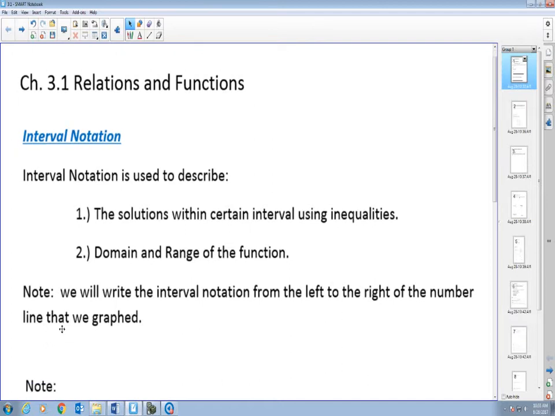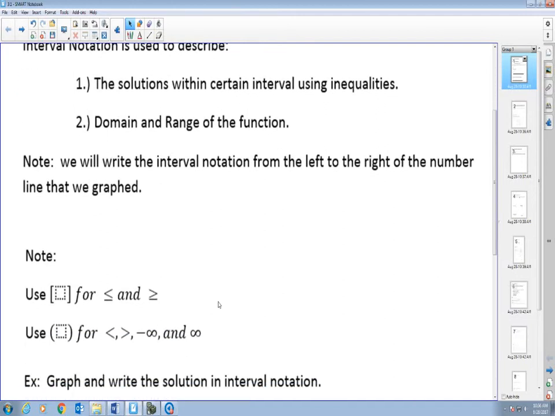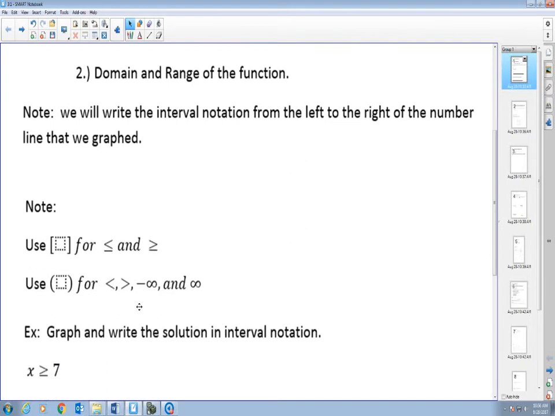My note here says we will write the interval notation from left to right of the number line that we graph. When we read the number line from left to right, we are reading from small to large. That's how we will write the interval notation. We use brackets for less than or equal to and greater than or equal to. With the equal to, we use a bracket. We use parentheses for less than and greater than, without the equal to, or for negative infinity or infinity.